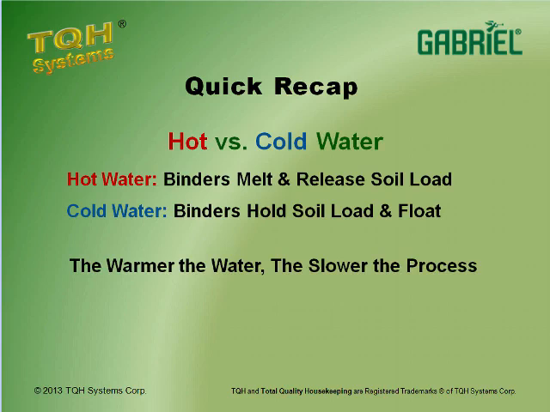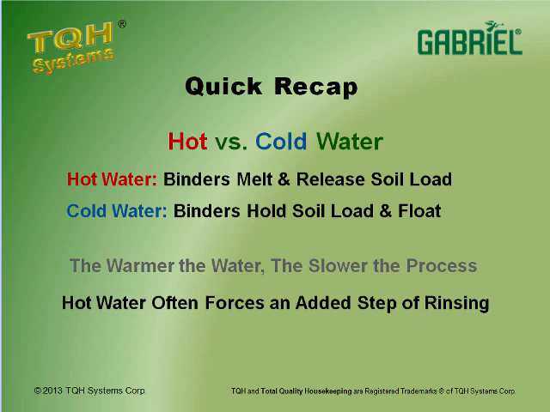The warmer the water, the slower the process. Hot water often forces an added step of rinsing. Back 50 years ago, when custodians used to use alkaline detergents, but they had to be triggered with the heat from hot water, they would mop a floor with warm water, but then they had a second step. They followed up with a cold water, fresh water rinse step. So they washed and then they went back and rinsed with a different mop and a different solution, which was just plain clean cold water.